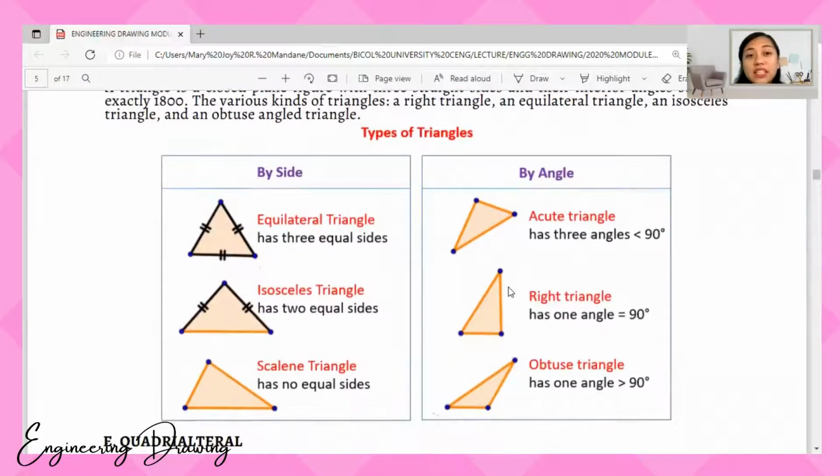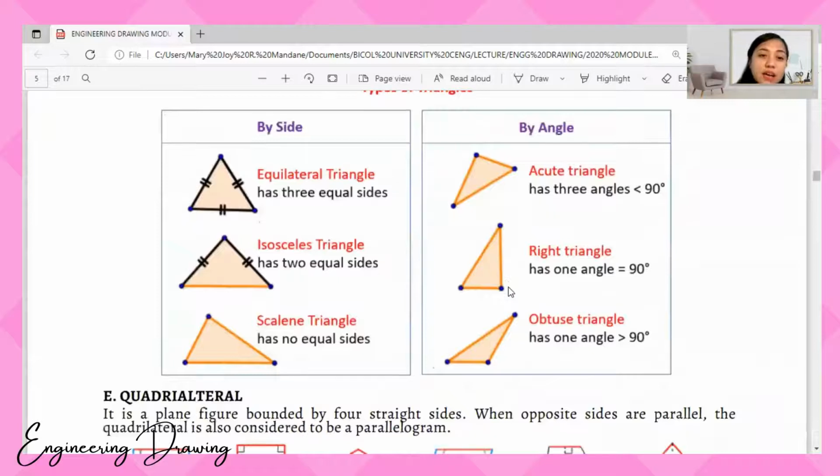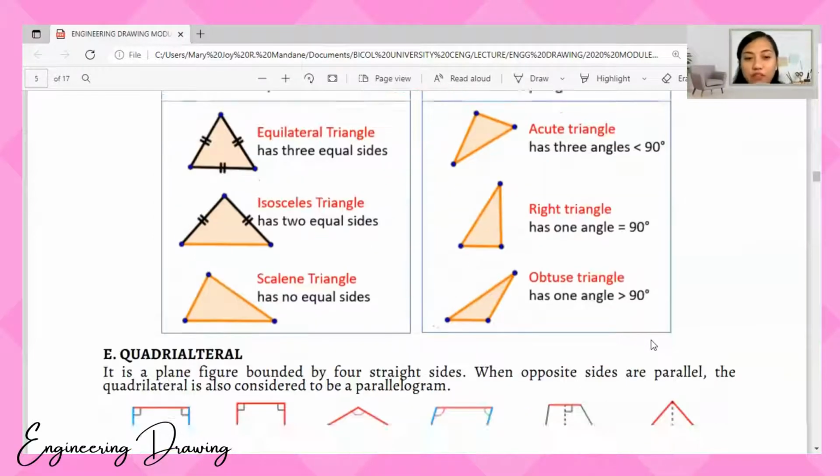So types of triangles, so you can see by side, the equilateral triangle has 3 equal sides, and the isosceles triangle has 2 equal sides. Scalene triangle has no equal side, and by angle, acute triangle has 3 angles less than 90 degrees, right triangle has 1 angle of 90 degrees, and obtuse triangle has 1 angle that is greater than 90 degrees, as you can see in our figure.